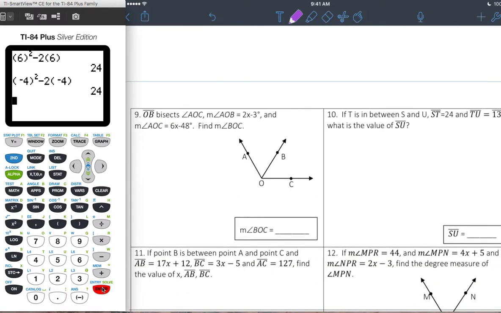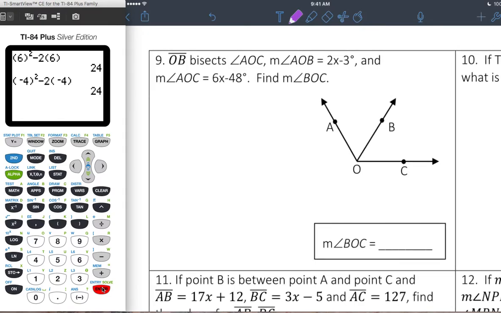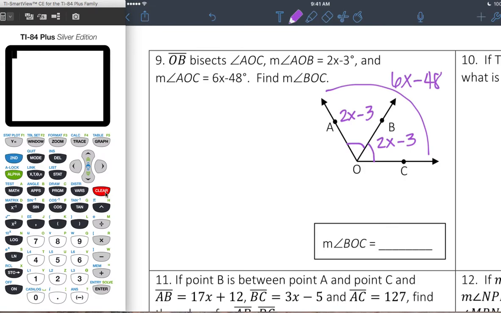All right, top of the second page. So number 9 says that OB bisects AOC. So that means that AOB and BOC are congruent. It says that AOB is 2x minus 3 and AOC is 6x minus 48. Okay, so what we're going to do, if we know that these two parts are equal, then BOC is also 2x minus 3. So when we combine those, we will have 4x minus 6 equals 6x minus 48.